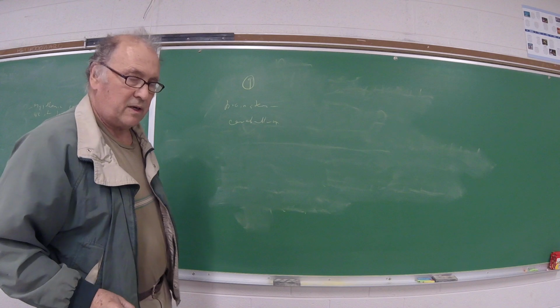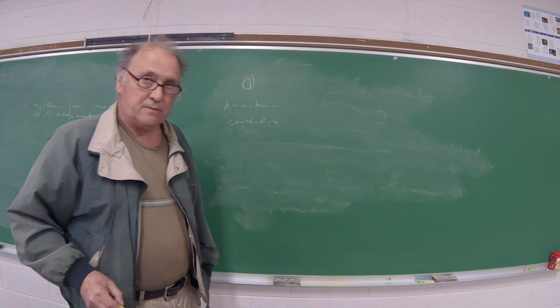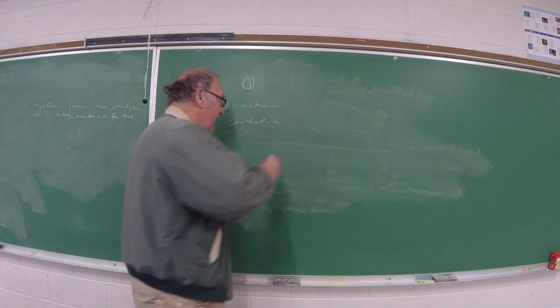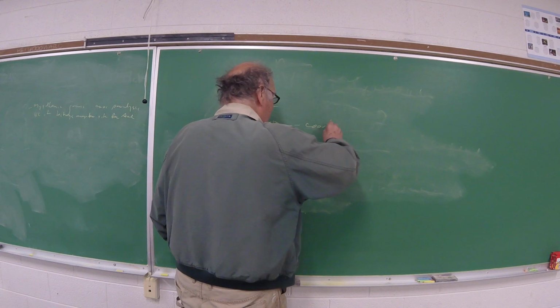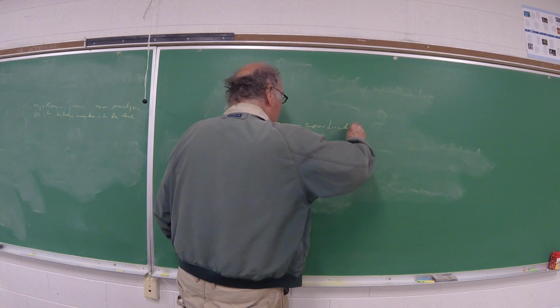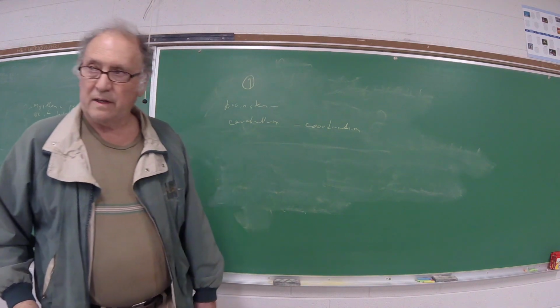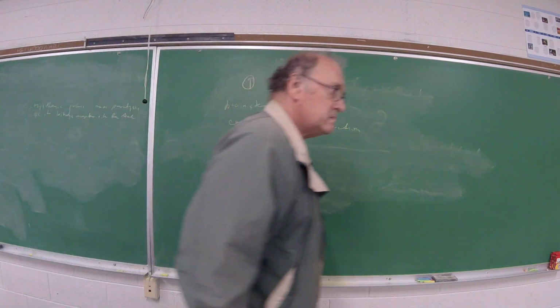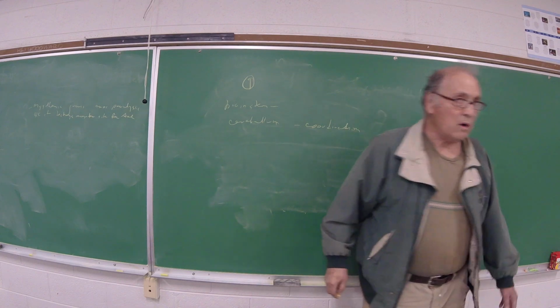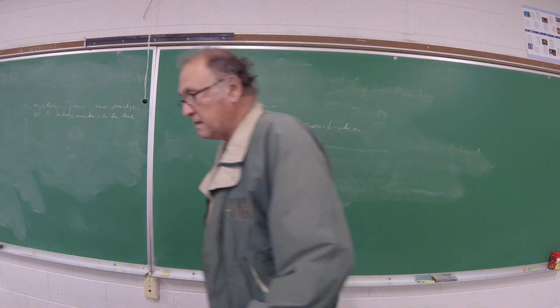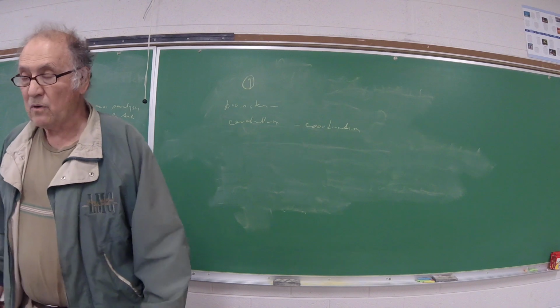C-E-R-E-B-E-L-L-U-M, cerebellum right here. It controls coordination. And we take it for granted. When we walk, we just walk. Okay? Now, with cerebellum damage, we would have something called ataxia.